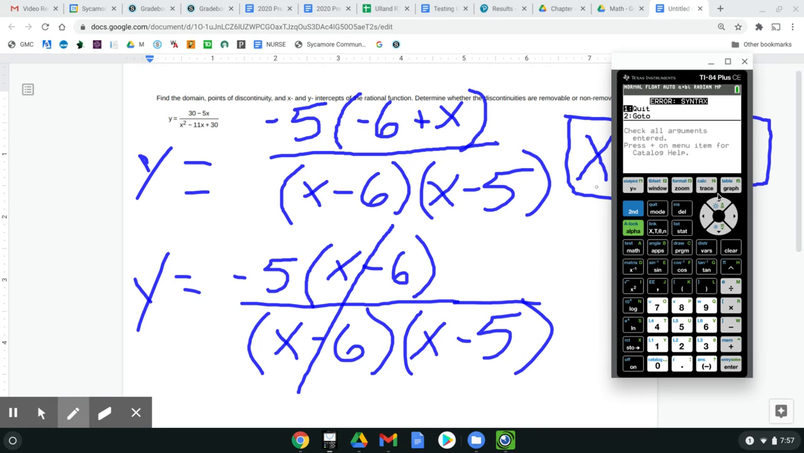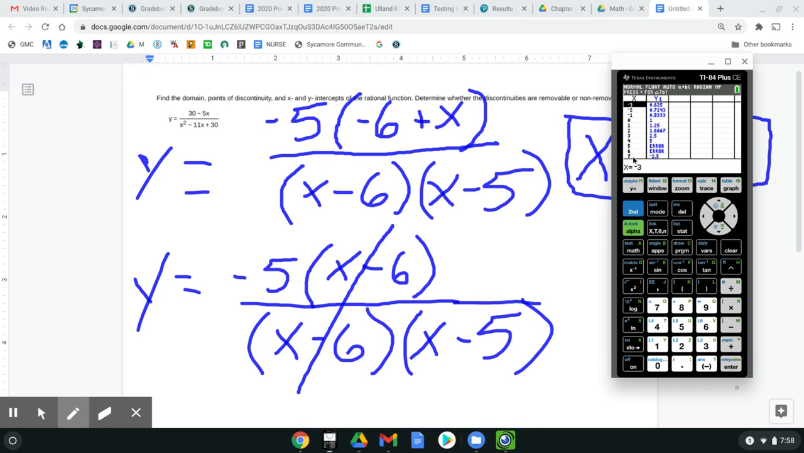Let's graph that thing. Uh-oh. What did I do wrong here? Oh, I got it in the wrong order. So this should be that, and that should be that. Let's try that now. All right. So it looks like our y-intercept is 0, 1.